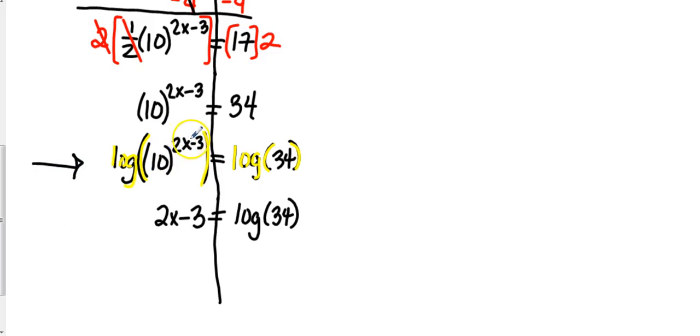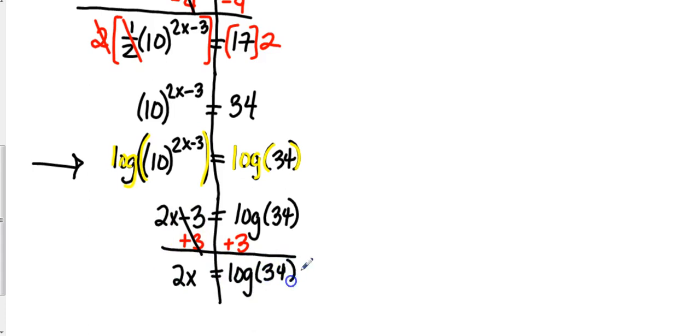And now we can just finish solving for x. So to solve for x, we will add 3 to both sides. Remember that we cannot touch the argument. So that's going to be 2x equals log of 34 plus 3. And then to wrap this up, we will divide both sides by 2.